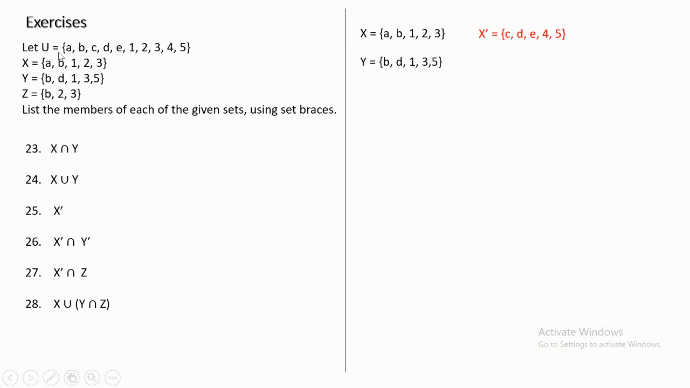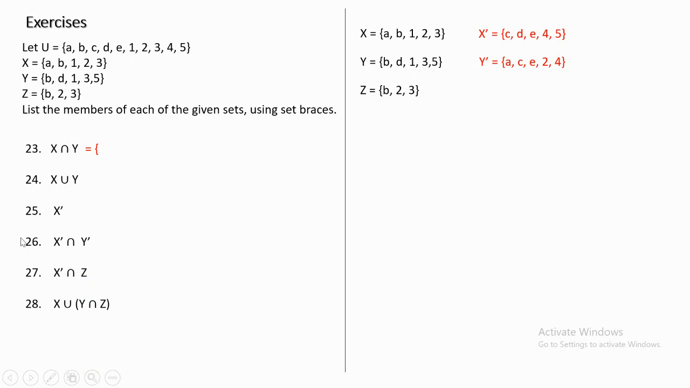Same thing with set Y. We go to the universal set, and it's not going to be B, nor D, nor 1, 3, 5. So it's going to be A, C, E, 2 and 4. And Z is equal to B, 2, 3, right? So here, we don't need to find not Z, because the complement of Z is not required in any of the formulas.